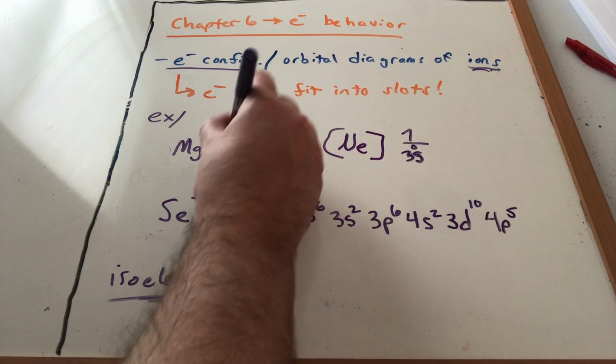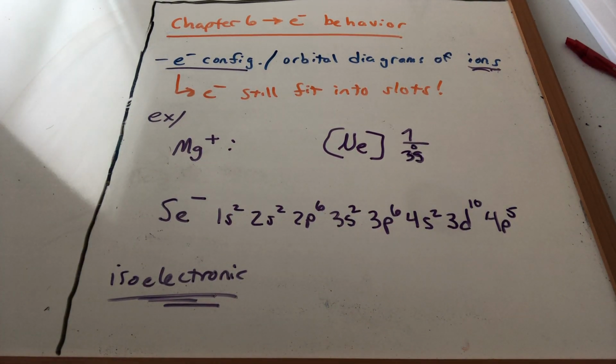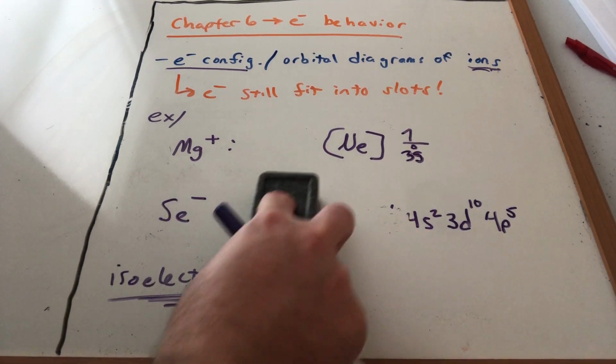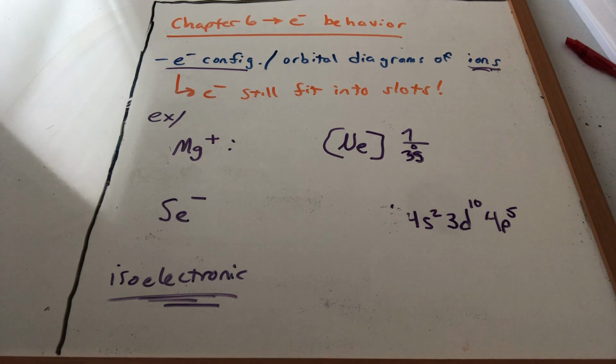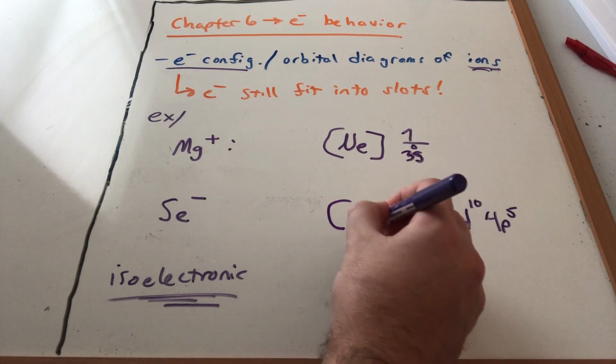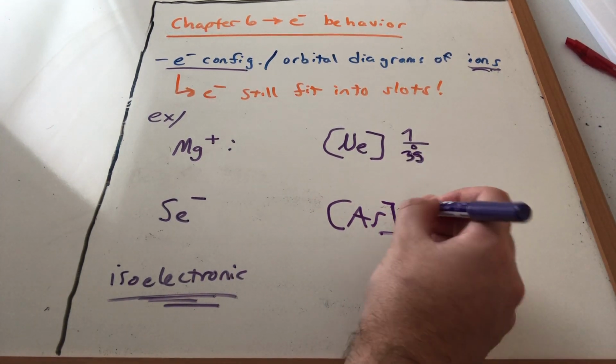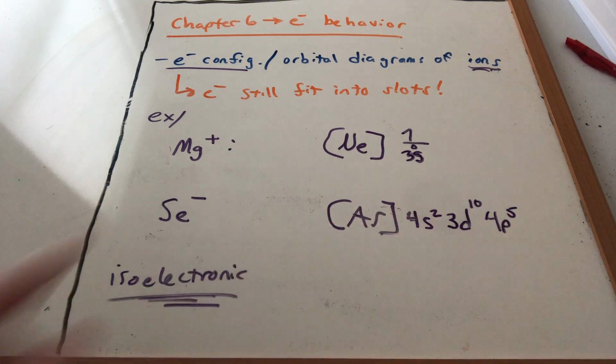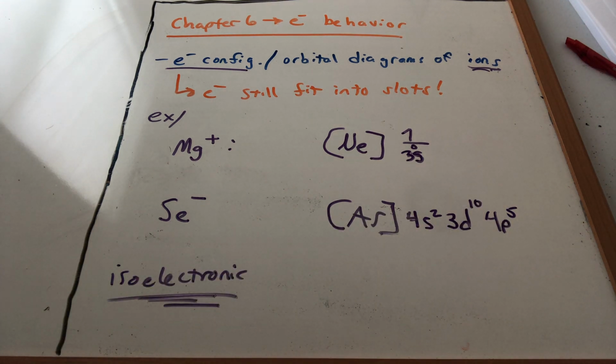So I would put that in square brackets and then a 3s1, right? Selenium minus looks like an argon core, right? And then you get into filling the fourth period information, which is 4s2, and then the 3d's and the 4p's, okay? So that should help review, and it's another example related to the last video, electron configurations of ions.